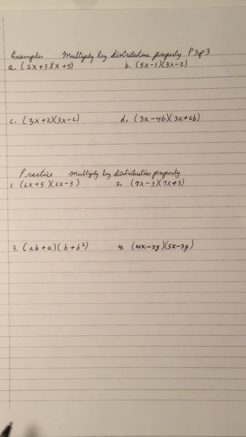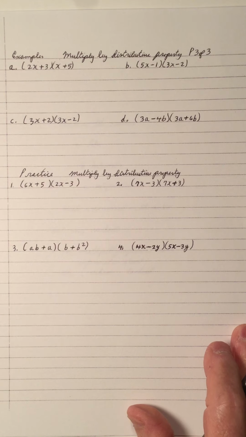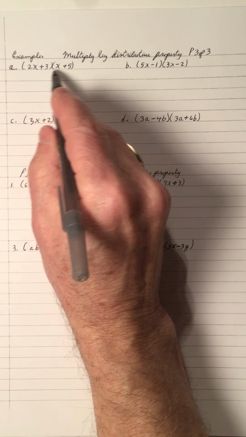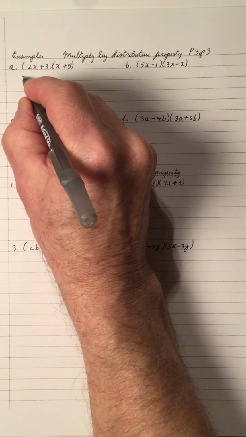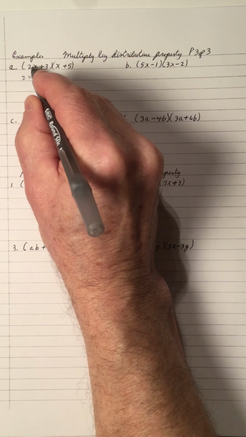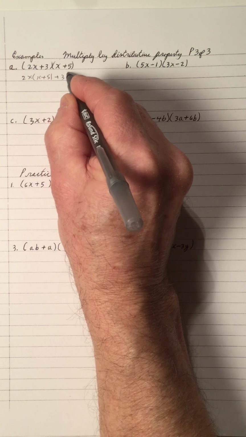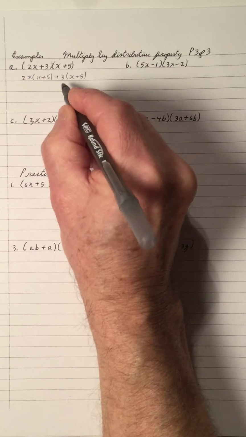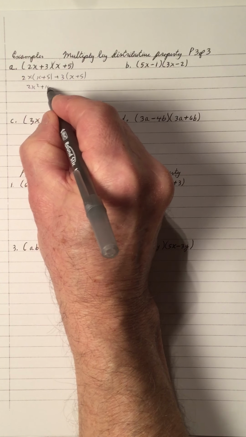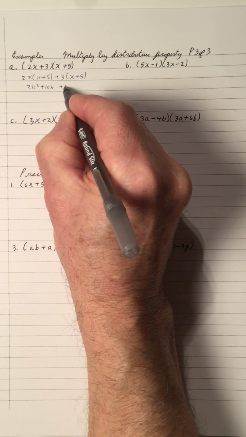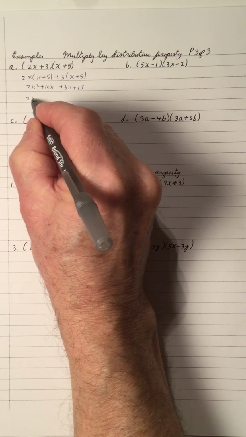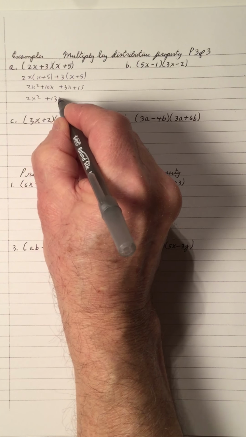Okay, let's continue. Now we have more examples. Let's practice, practice, practice. Multiply by distributive property. And we have to multiply by distributive property here because we can't add these, because they're not like terms. So the 2x times x plus 5. The 2x is multiplied by both of these. The plus 3 is multiplied by both of these. And then now we go 2x times x, 2x squared. 2x times 5, 10x. 3 times x, 3x. 3 times 5, 15. And now the like terms are already together, so we get 2x squared plus 13x plus 15.